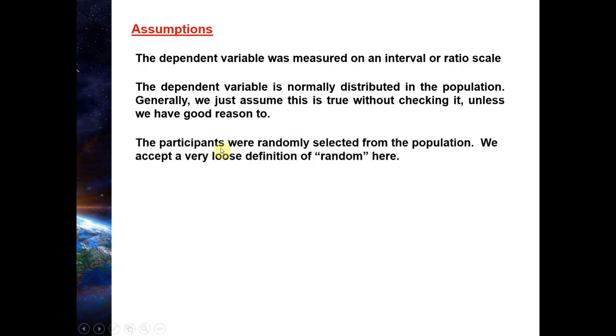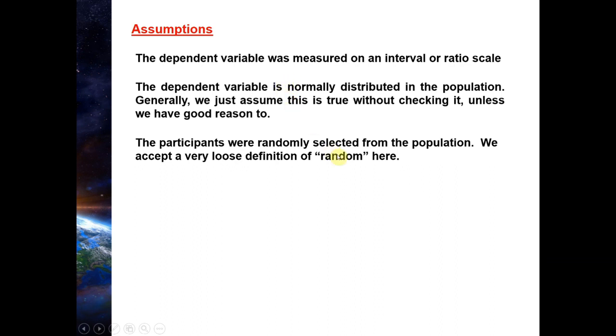The third assumption is that participants were randomly selected from the population. Remember, we have to accept a very loose definition of random, because it's almost never the case that everybody in your population has an equal chance of being included in your sample. How often does that happen? So what we use is something called convenience sampling, which means that we randomly sampled, but from the people that we had easy access to. We call that convenience sampling.